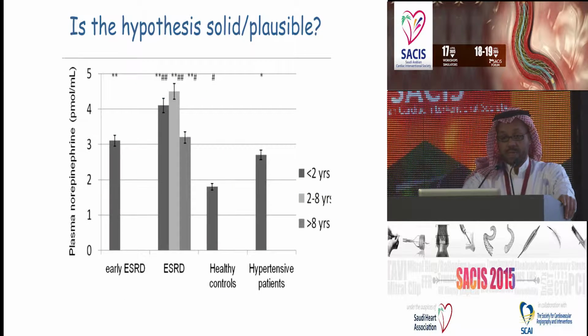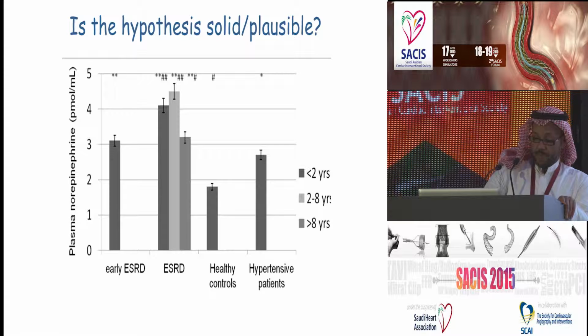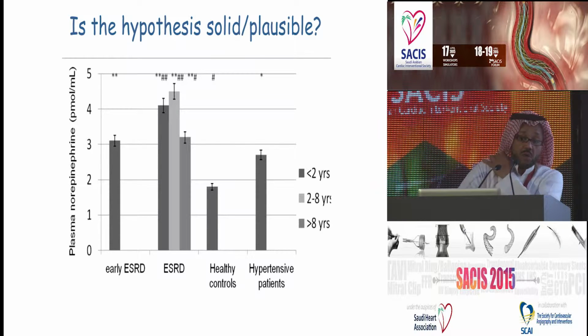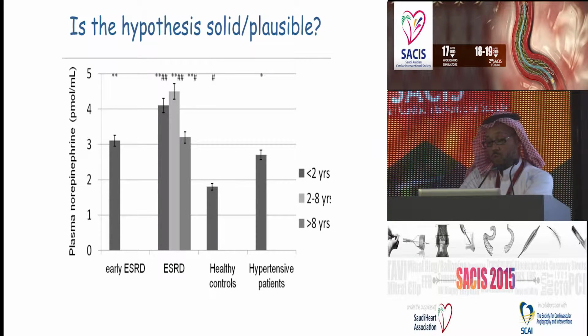If you look at the human data, again, the same is true. This shows the level of norepinephrine in the serum in patients with early stage renal disease compared with end stage renal disease, 2 to 8 years and more than 8 years. And this is a healthy control. And this is hypertensive patients without renal failure. What's quite obvious is patients with renal disease and hypertension have higher catecholamines and norepinephrine than normal control.